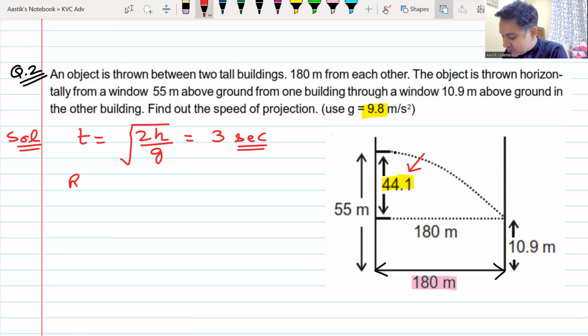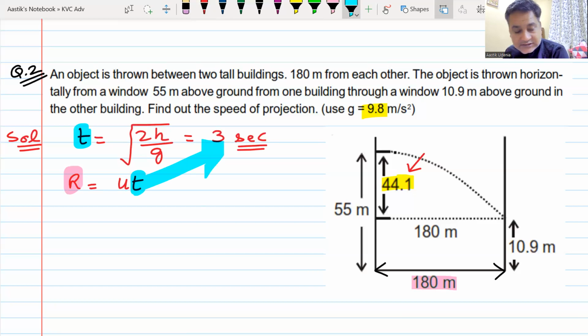Then you know the range is U multiplied by T. Range is given as 180, and time we have already found as 3 seconds. So you get the value of U as 60 meters per second. Or you could have done this in a different way. Yes, that is one way, and obviously it is correct.